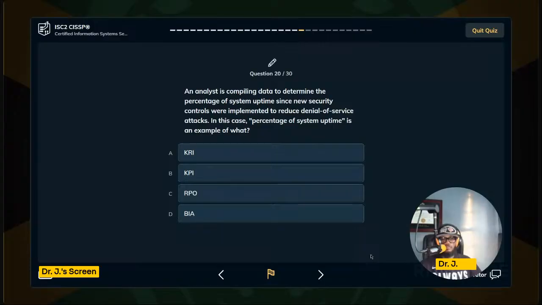So Alpha is key risk indicator, Bravo is key performance indicator. Charlie is going to be recovery point objective, and Delta is BIA. I don't know why I'm blanking on Delta. I see it all the time. Business impact analysis, I believe.